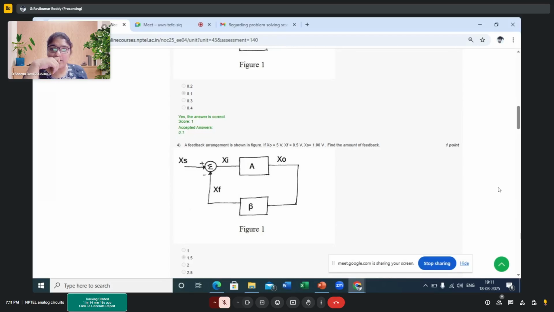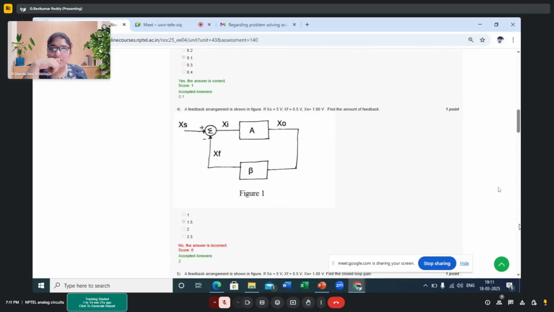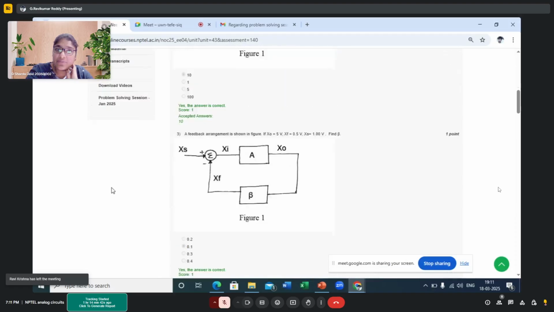What is the answer? They are given 2, madam. Oh, the answer is 2. Amount of feedback. Is any explanation given for this? Do they have any solution given to this problem?